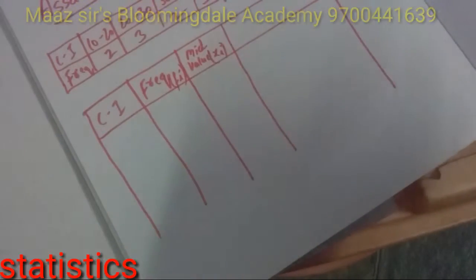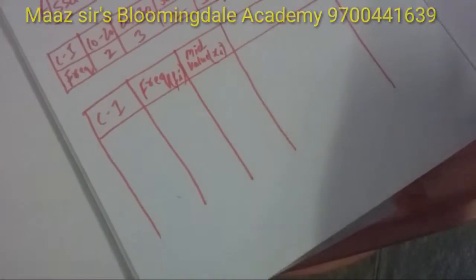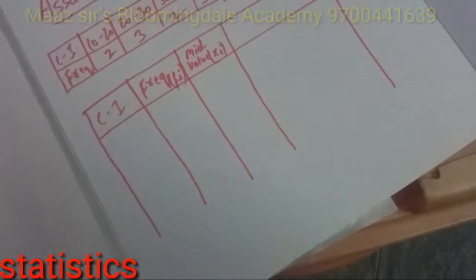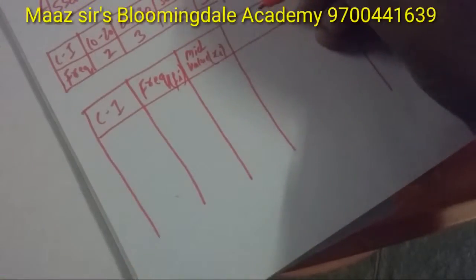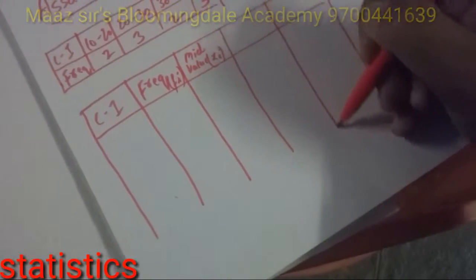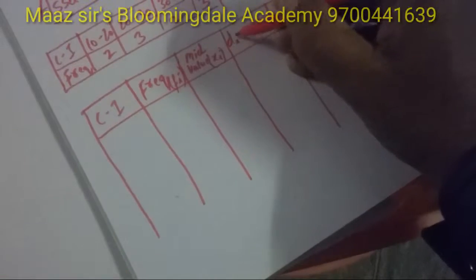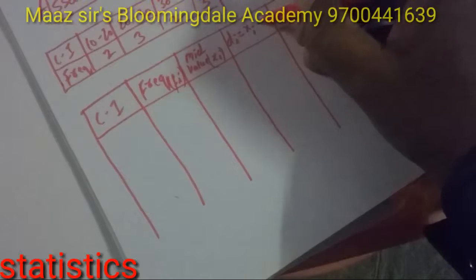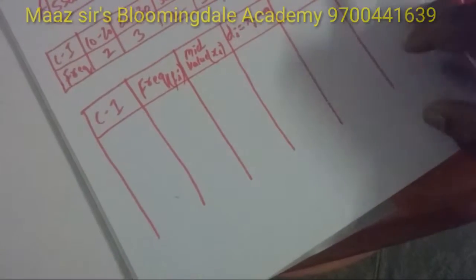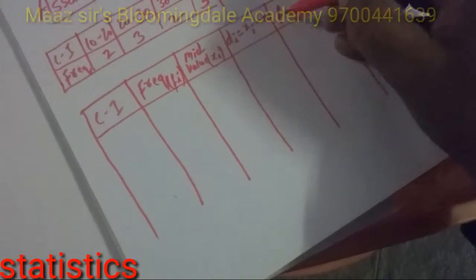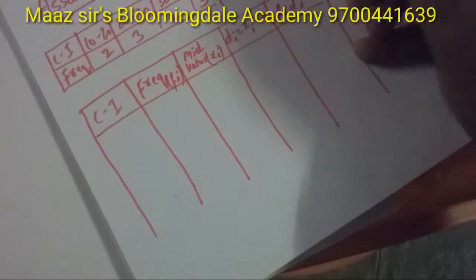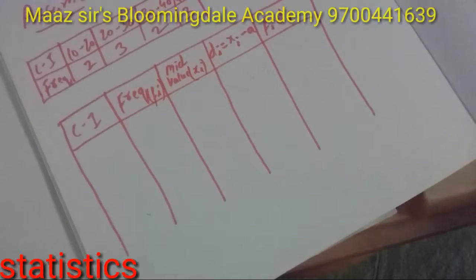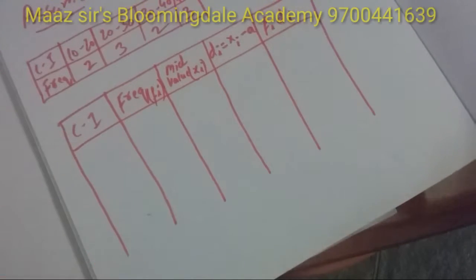And the next one, after that you have to use di, that is nothing but xi minus a, and the final column is fi di. The final one is your fi di. So how to solve this problem?